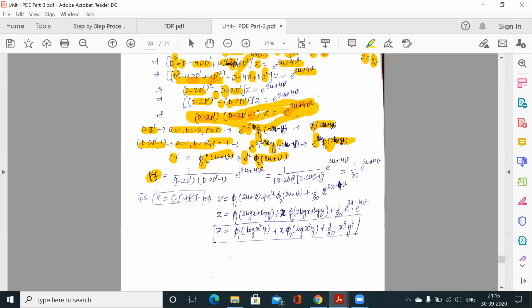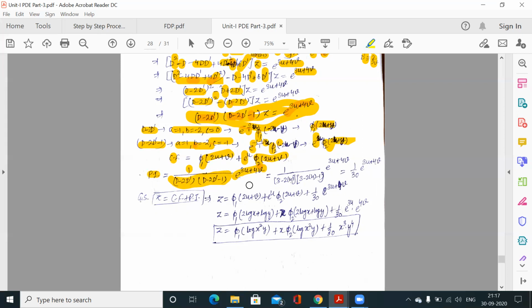Now PI. PI is what? 1 over whatever is F(D, D dash). So this is F(D, D dash), and the right hand side is e to the power 3u plus 4v. Now which case is this? This is the exponential case. If you remember, e to the power ax plus by, clear? e to the power ax plus by.